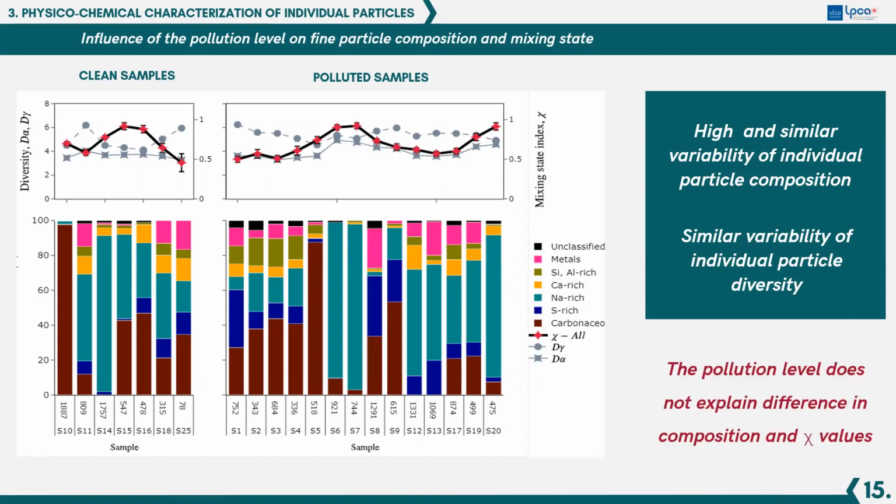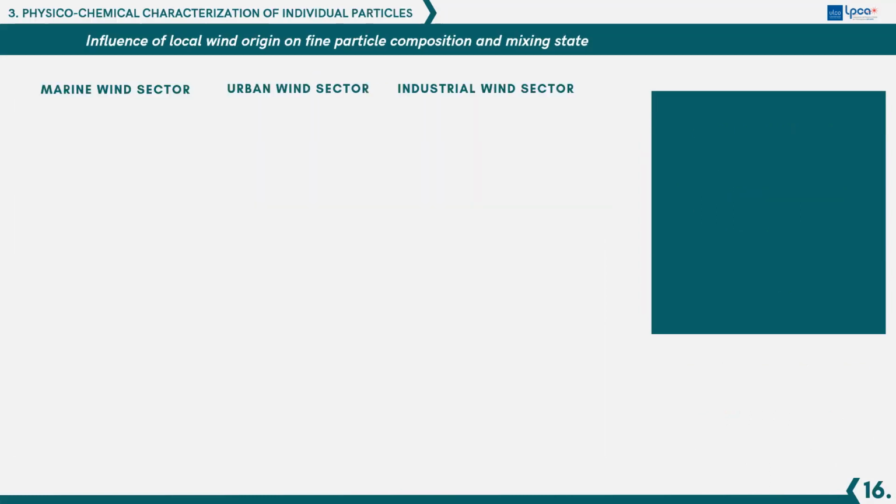So the pollution level does not really explain the difference in composition and mixing state value. What else could explain it? We did a classification according to the origin of the wind during the particle sampling into marine, urban, and industrial wind sectors.